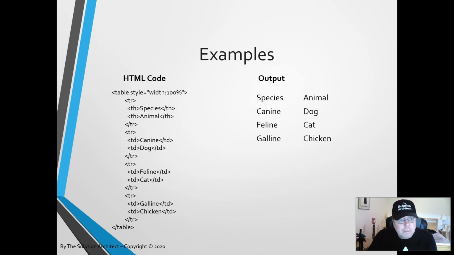Now this is an example of how you code the table in HTML. You'll see there how it's structured. I've got species as my header and animals as my header. So you've got two headers there. If you have two headers, you have to have two cells as well. So canine is dog, feline is cat, galine is chicken. And you'll see the output will look something like this.